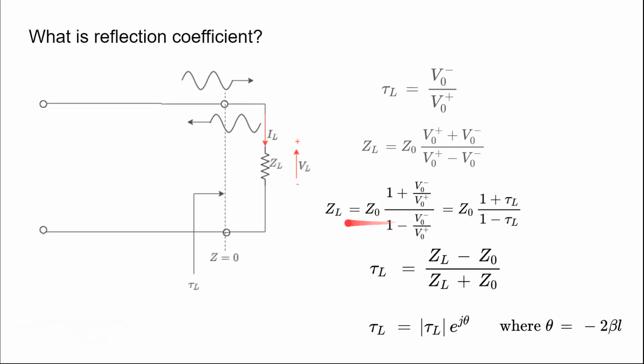Now we know that using the characteristic impedance of the line and the load impedance, we can try to find the reflection coefficient value, right? If we know this Z naught and ZL, we can find tau L. Tau L gives us how much of the voltage is reflected back when a certain voltage is input to the line. So at the load point, when we are giving a certain voltage V naught plus, how much of that voltage is reflected back? That is V naught minus. That ratio is giving the reflection coefficient at this point.